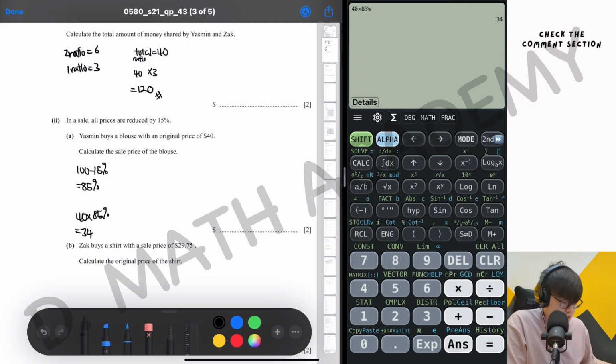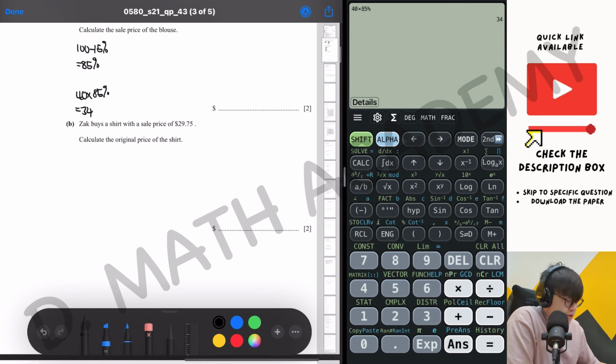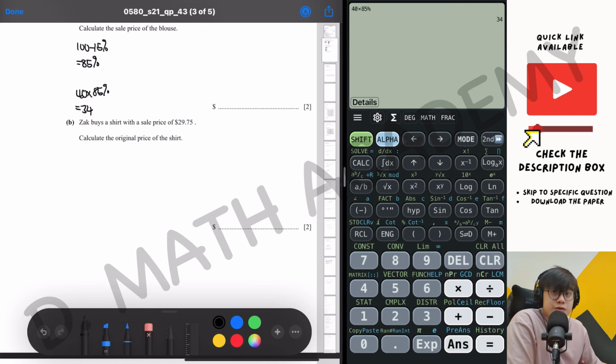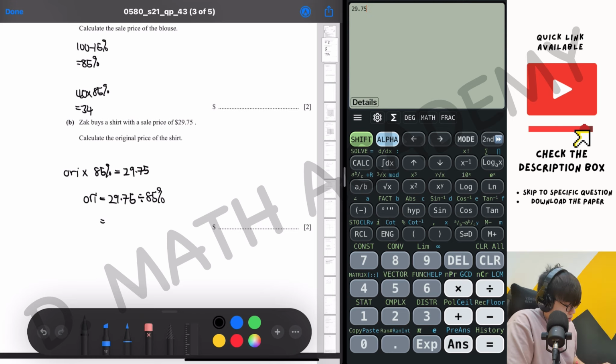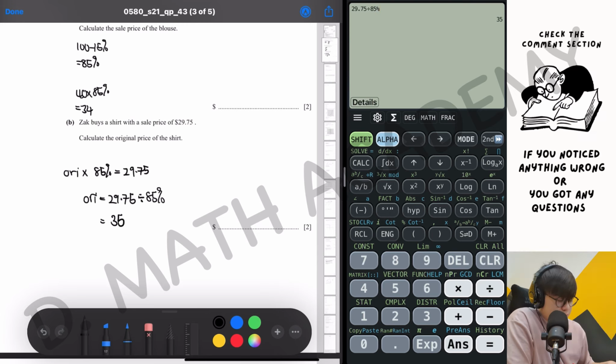Moving on to part B, Zach buys a shirt with a sales price of $29.75. Find the original. So this $29.75 is actually the price after the discount. So original times 85%, you get $29.75. So the original would actually be $29.75 divided by 85%. So you will get your final answer as $35. So that's how you trace the price of this.